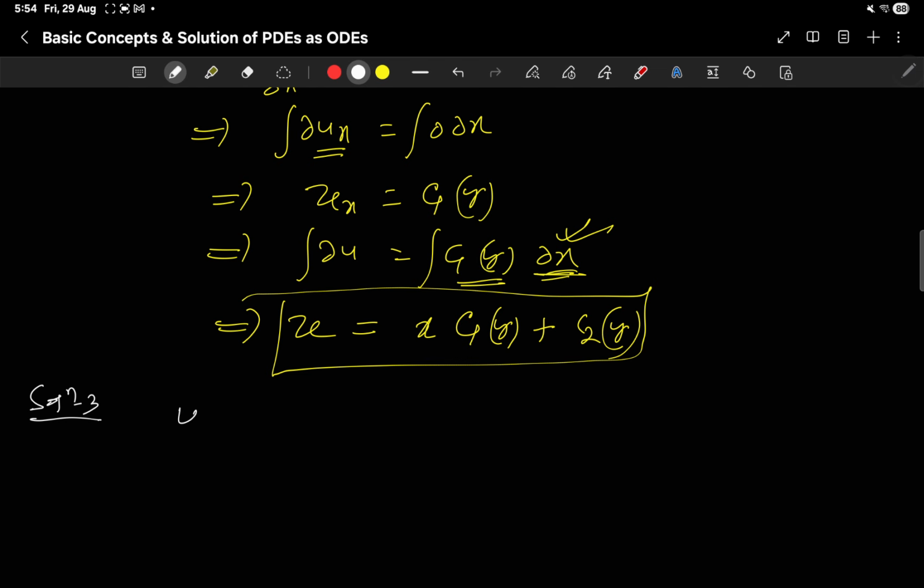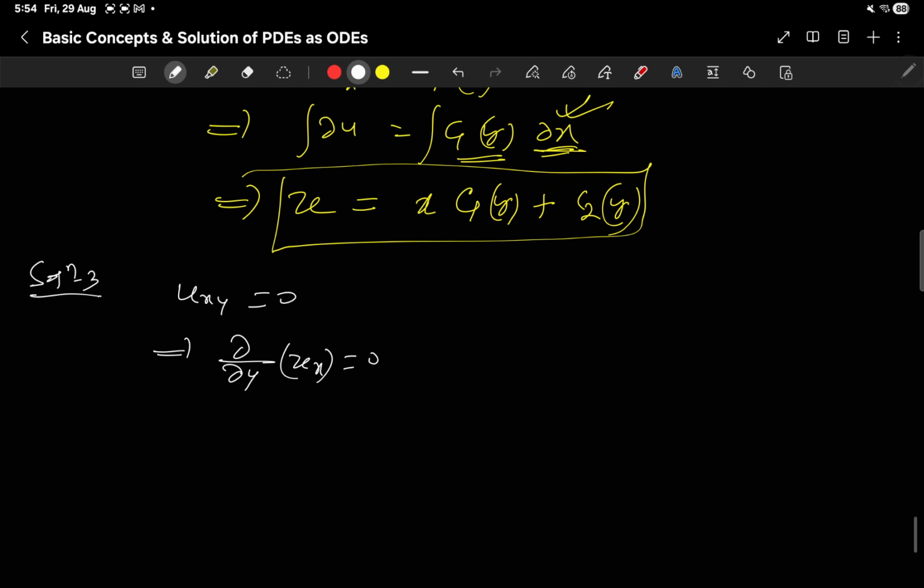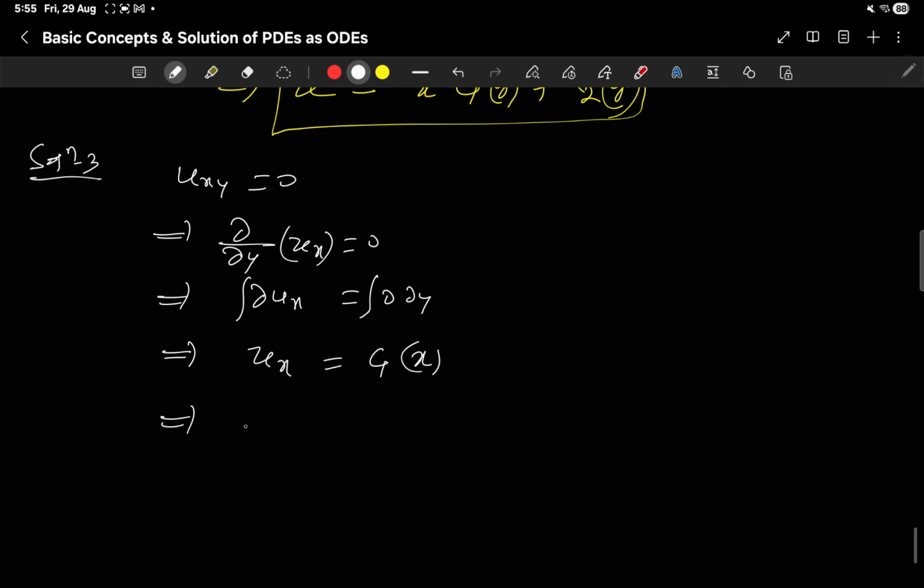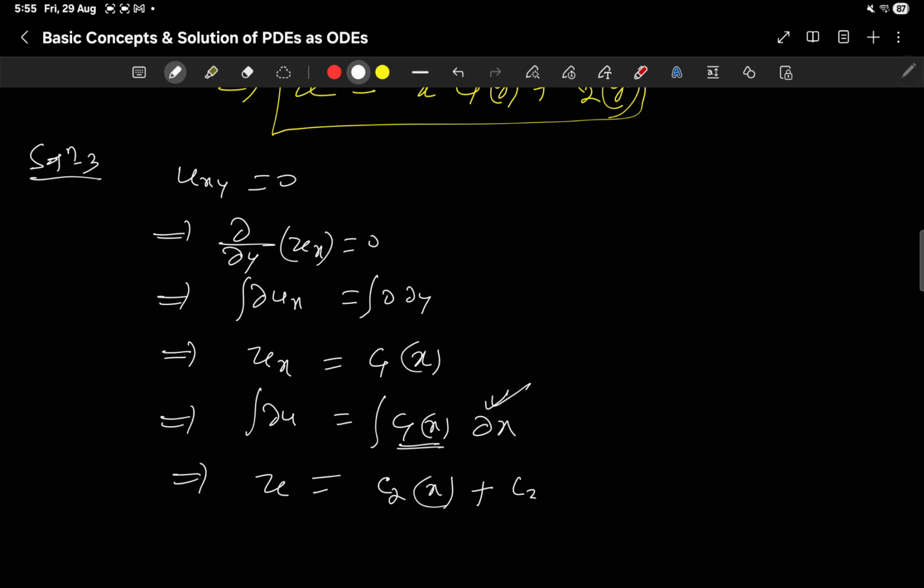Coming to the solution of 3, uxy is equal to 0. What does it mean? Del by del y of ux is equal to 0, right? Or the other way you write del by del x of uy is equal to 0. So del ux is my 0 del y. I integrate, left hand side is my ux, right hand side is my c1x, okay. Then what is my del u? Del u is c1x del x. Now I integrate it. So here u is a function of x integrated to give another function of x. Then the constant will involve the opposite variable, right? Opposite variable. So this is the answer, okay.